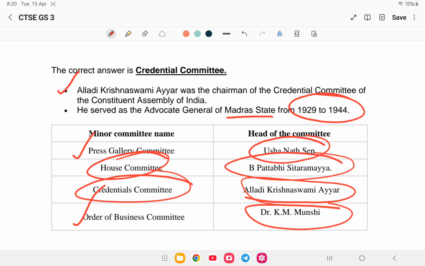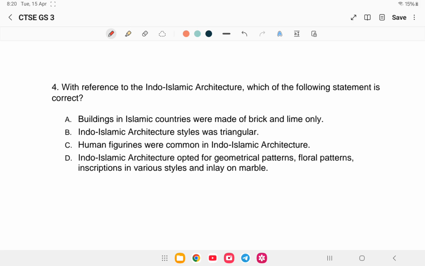Next question. With reference to Indo-Islamic architecture, which of the following statements is correct? A. Islamic buildings in Islamic countries are made of brick and lime only. B. Indo-Islamic architecture is triangular. C. Human figurines are common in Indo-Islamic architecture. D. Indo-Islamic architecture opted for geometric patterns, floral patterns, inscriptions in various styles, and inlay on marble. So the answer is what? Option number D is the correct answer.